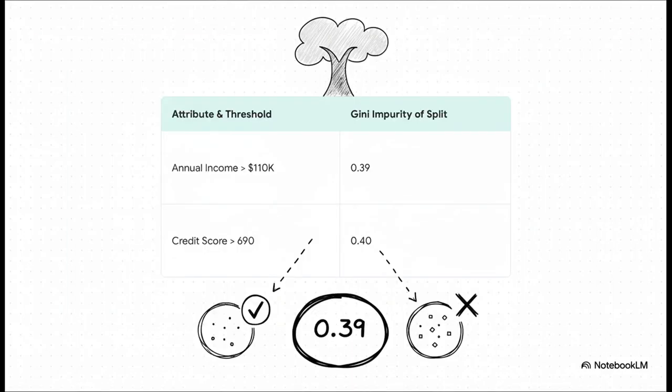And here's the kicker. The algorithm literally calculates the impurity for every single possible split it can think of. So, as you can see here, if it splits on annual income greater than $110,000, it gets a Gini score of 0.39. If it splits on credit score greater than 690, it gets 0.40. And because 0.39 is just a tiny bit lower, that means the income split makes the groups just a little bit purer. And boom, that's our winner.